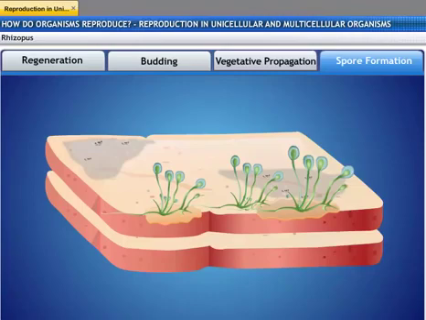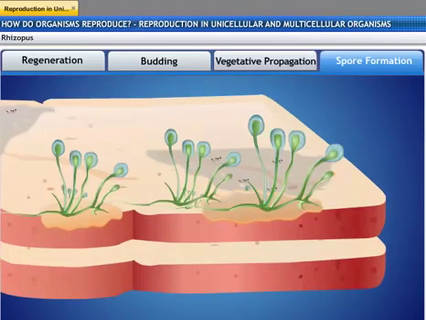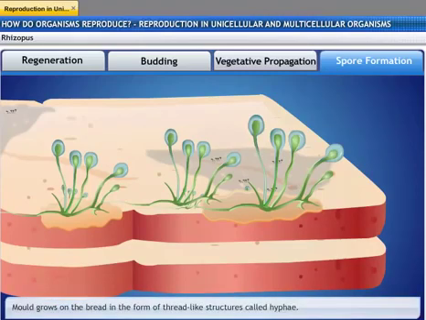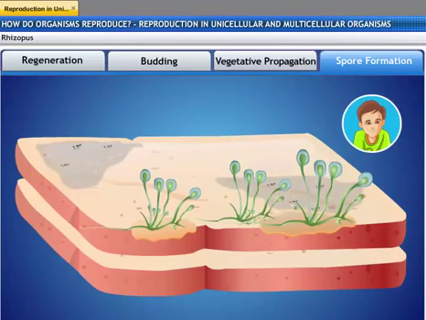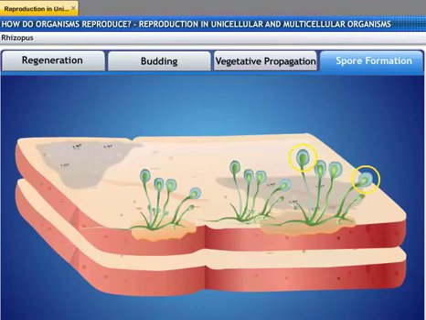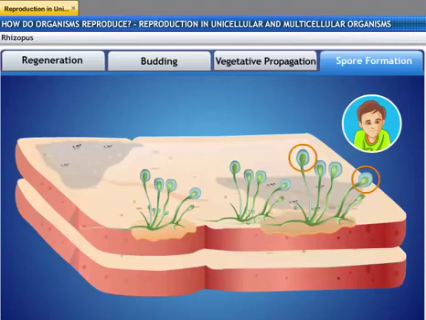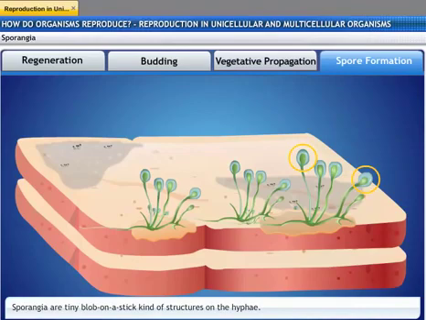Let's see if we can identify the specific reproductive parts of this rhizopus. Take a close look at this mold. It grows on the bread in the form of thread-like structures called hyphae. So where are the spores that help it reproduce? See those tiny blob on a stick kind of structures? Yes, they seem similar to the stamen that we see in flowering plants. These blobs are known as sporangia, and these are the structures involved in reproduction.